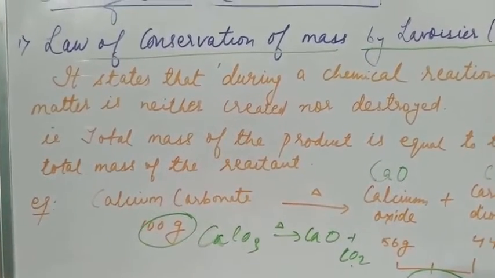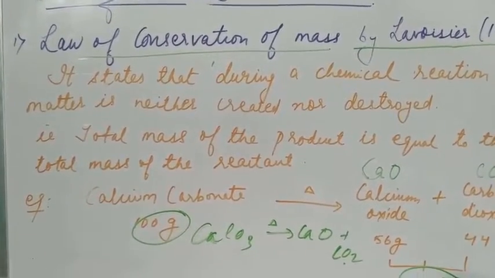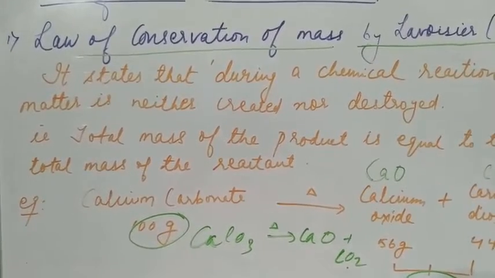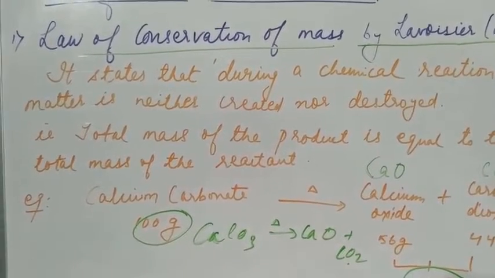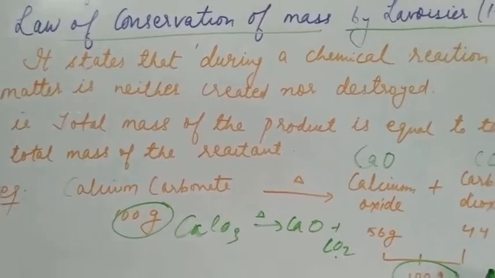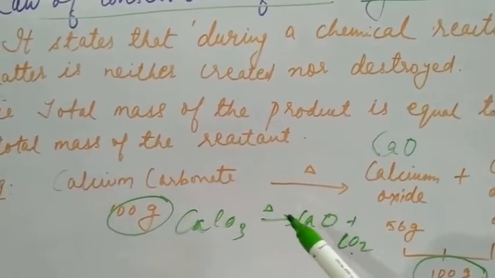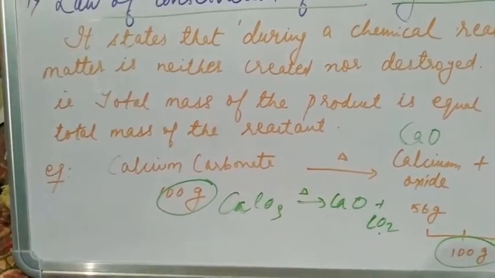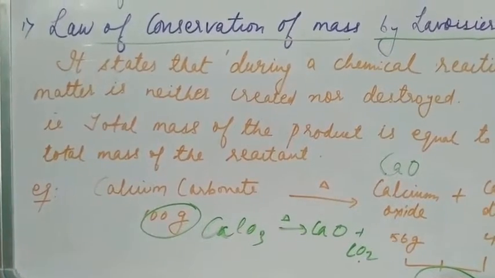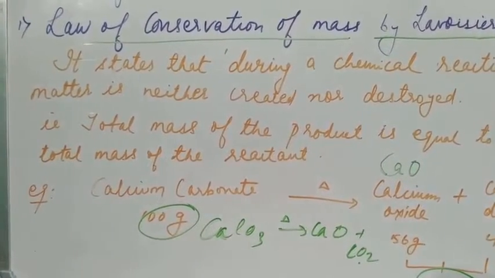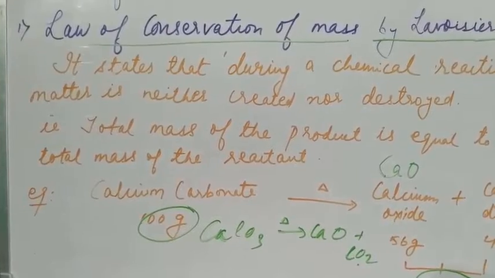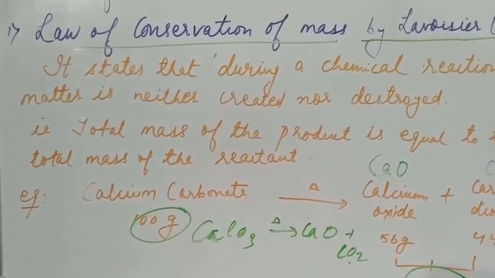So the law of conservation of mass states that matter is neither created nor destroyed. That is, the mass of the product is equal to the mass of the reactant. Clear? Next we will see the second law of chemical combination, that is the law of constant proportion.